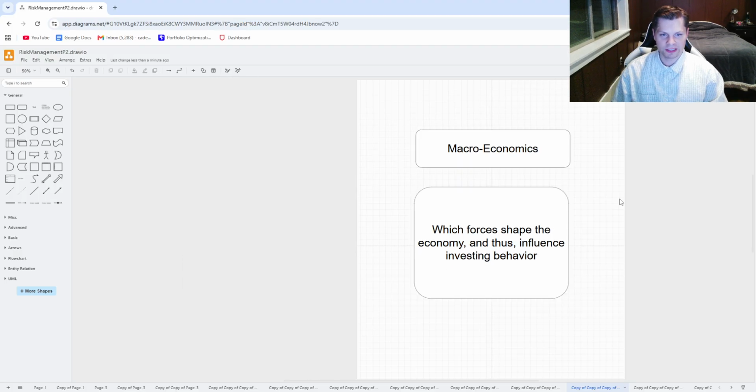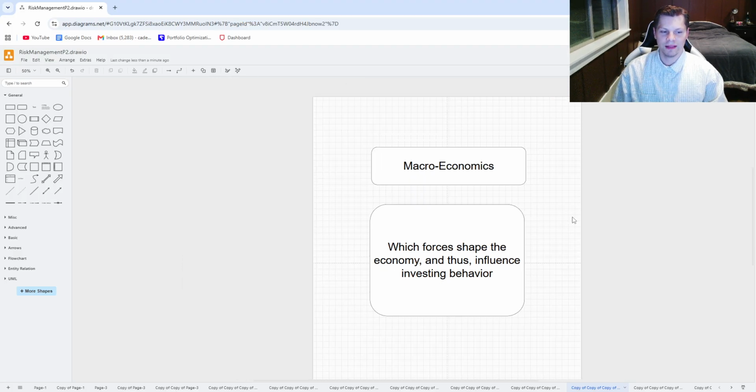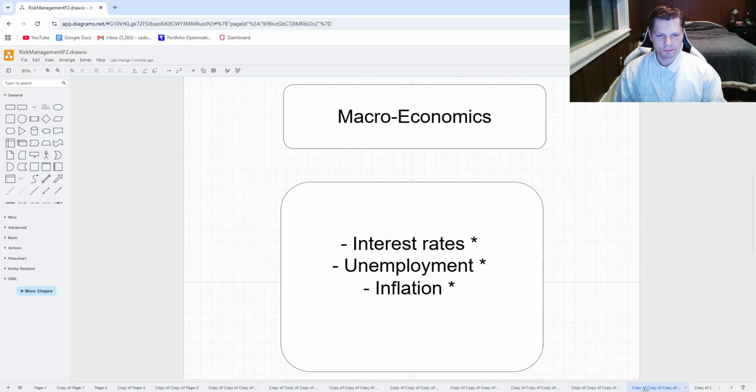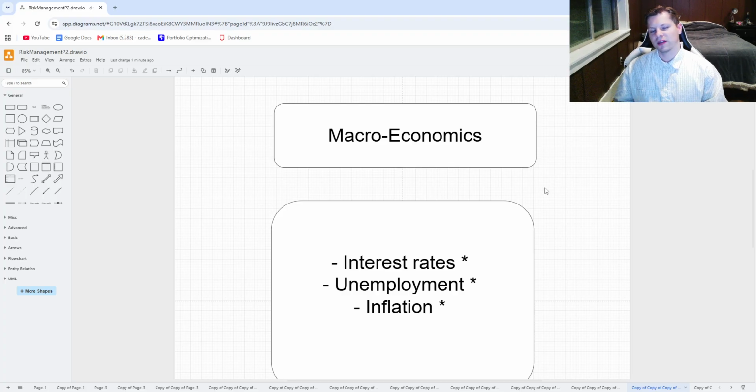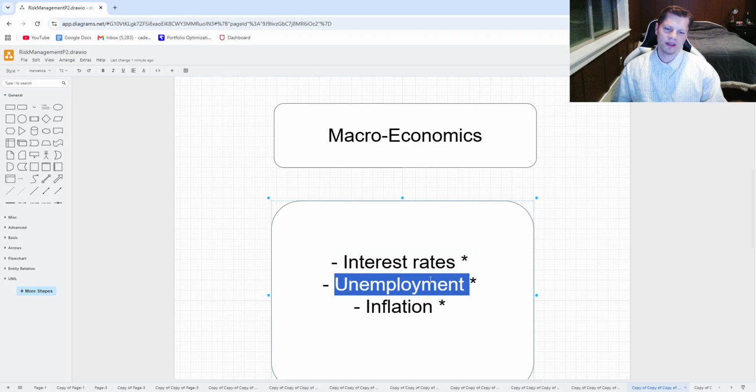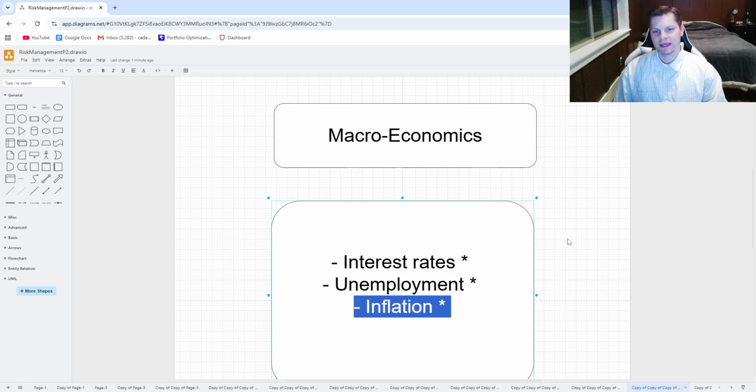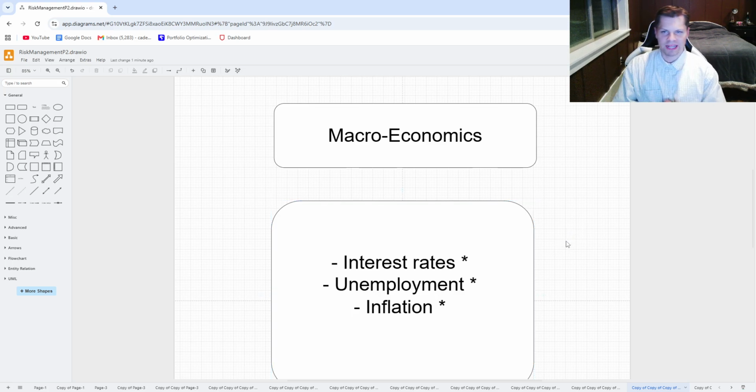So finally, moving on to the topic of this lecture, let's discuss macroeconomics, which is the different internal forces which help shape the economy and thus influence investing behavior. The topics that we're going to discuss today are interest rates, unemployment, and inflation. These might sound pretty basic, but once we get a better understanding, you'll see how you might want to modify your investing behaviors given these variables.